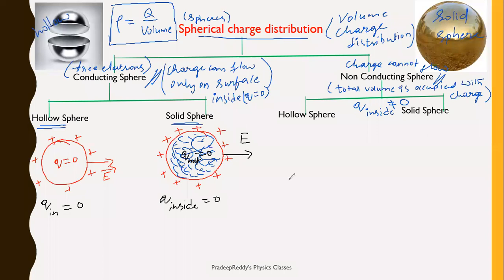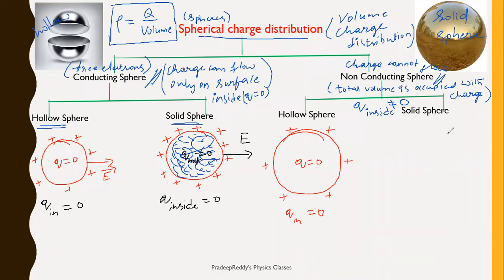Now coming to the non-conducting sphere, we have hollow. This is a non-conducting hollow sphere. And what about inside? There is no matter. Therefore, Q will be equal to 0. Total charge is accommodated only on the surface, whether it is positive charge or negative charge. So in this case also, Q inside is equal to 0.